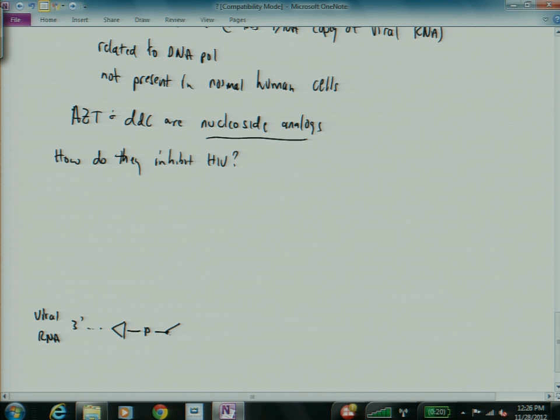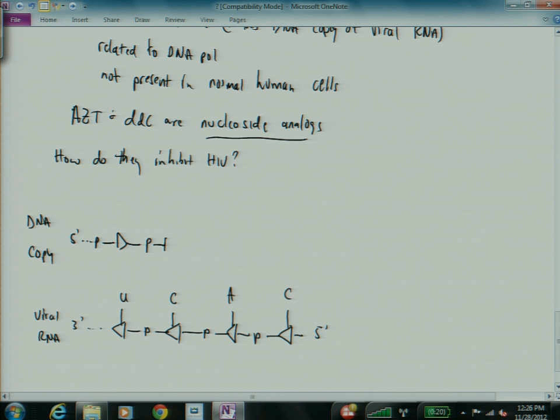And here's the DNA copy being made. It's going to have a 5' end here, phosphate, sugar, phosphate, sugar, and then an OH at the 3' end. So this is going to pair with A, that's going to pair with G, right? So what's going on here? This is what reverse transcriptase does: it makes a DNA copy of the virus's RNA.